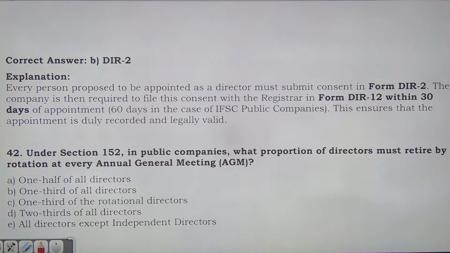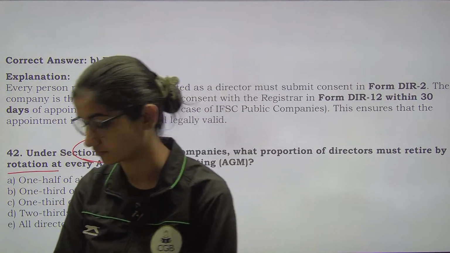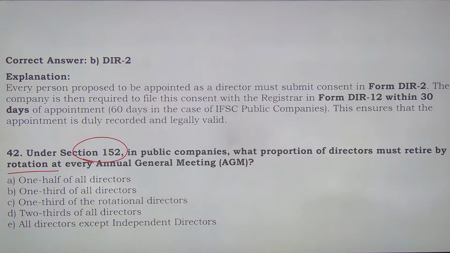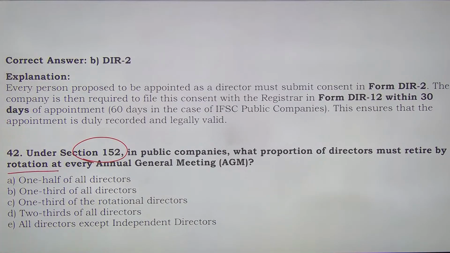Next question is under Section 152, in public companies, what proportion of directors must retire by rotation at every AGM? Okay, so there is a provision of retirement by rotation. This is a very important provision. So how much will be the number of directors that will retire by rotation in every AGM? That is what the question is trying to ask you. Okay, so please try to answer it. 1/2 of all directors, 1/3 of all directors, 1/3 of the rotational directors, 2/3 of all directors, or all directors except independent directors. How much will retire in every AGM? Please try to answer it.